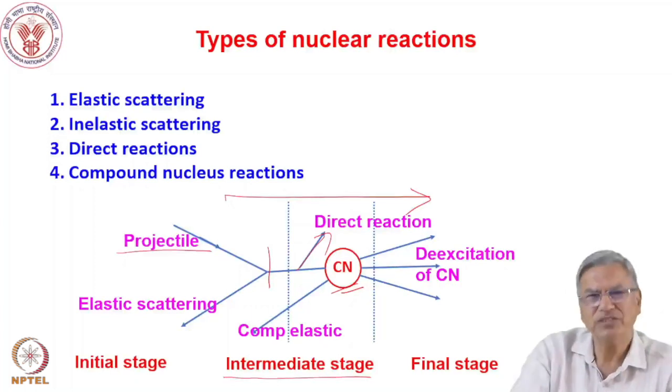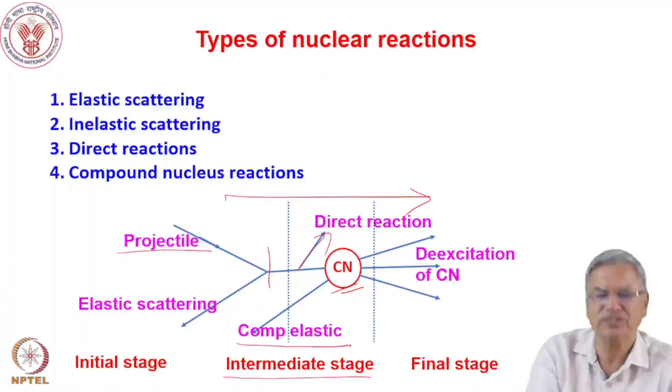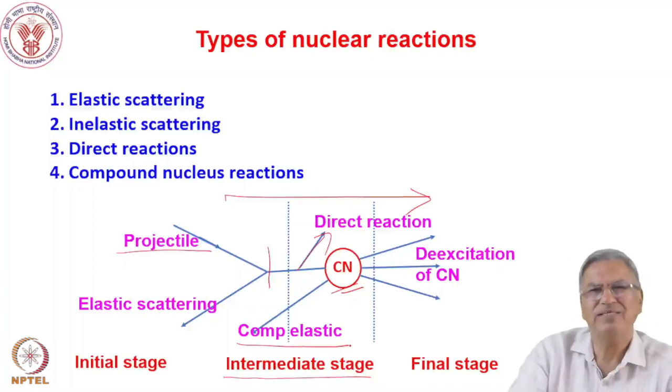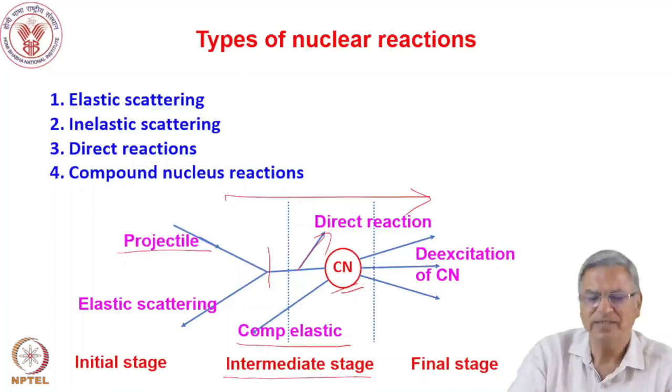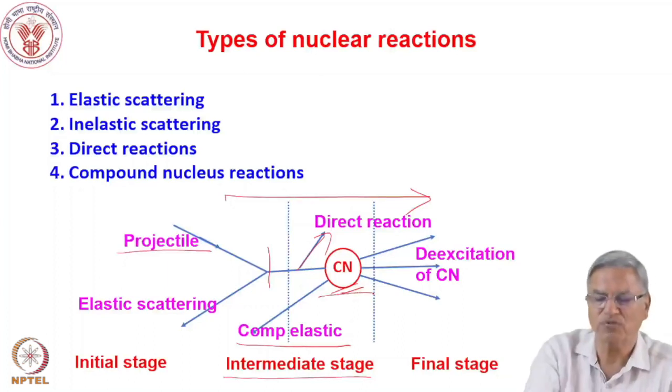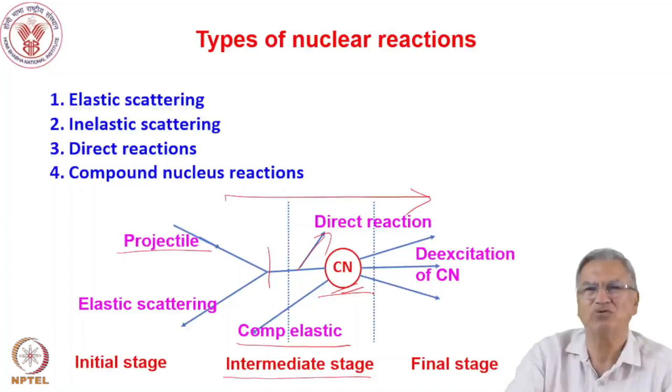And the compound nucleus can again give rise to that projectile back. This is what is called the compound elastic scattering. The projectile goes into the well of the nucleus and comes back with the same energy as it entered. So this is called the compound elastic scattering. There is a very small difference in the phenomena of elastic scattering and compound elastic scattering. And then the last stage is the compound nucleus formation that takes place after a lot of time.